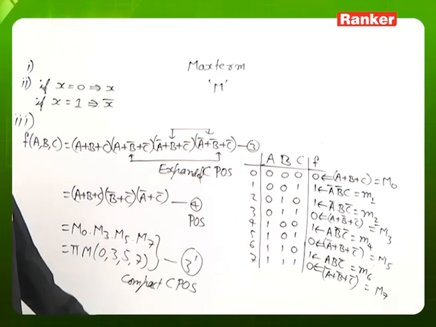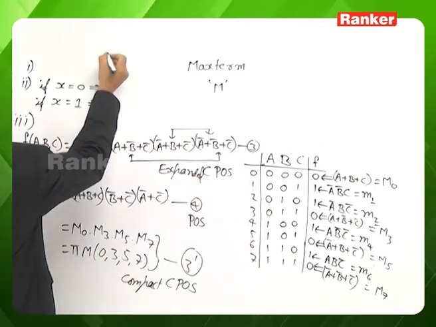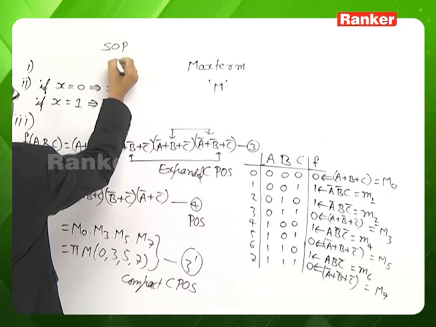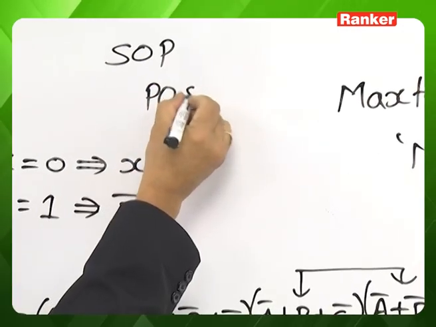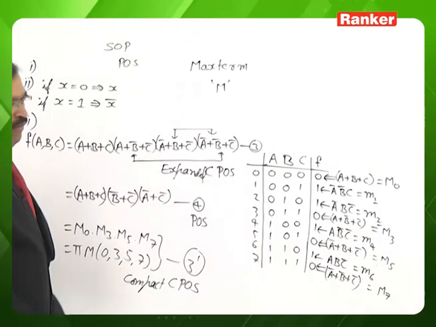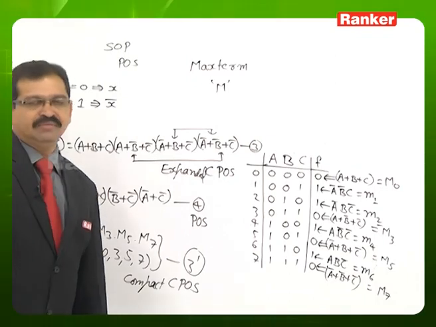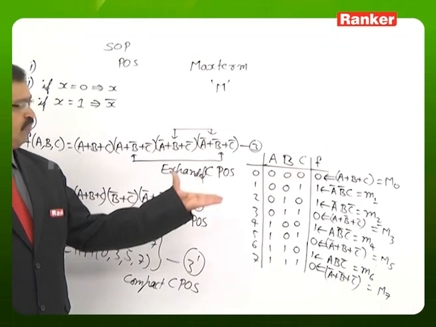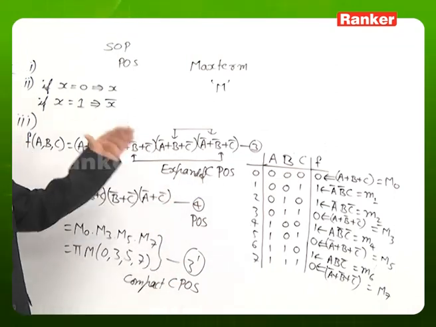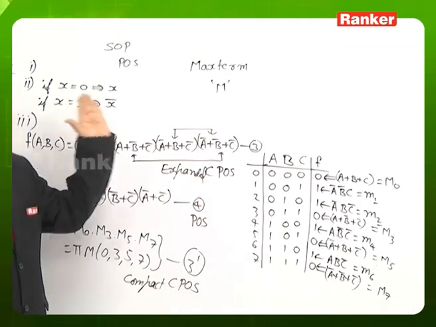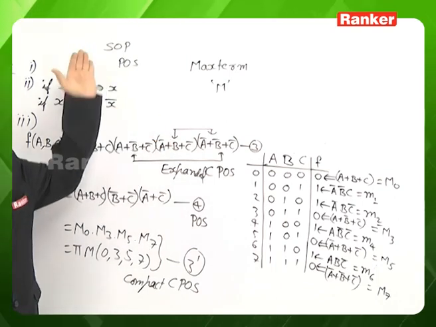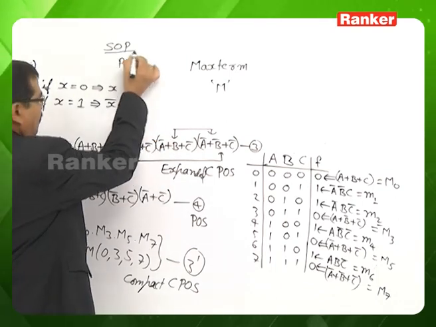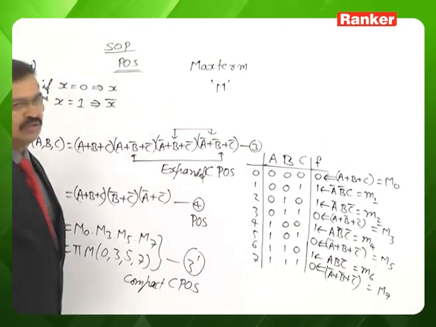In general, the procedures we described for writing SOP and POS expressions are valid for a function on any number of variables, whether 2, 3, 4 or 5 variables. It is the procedure we need to follow to write the sum of product expression and the product of sum expression.